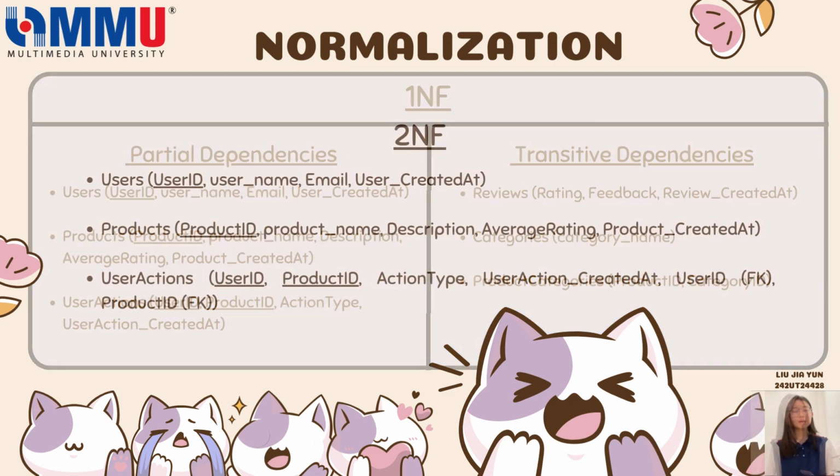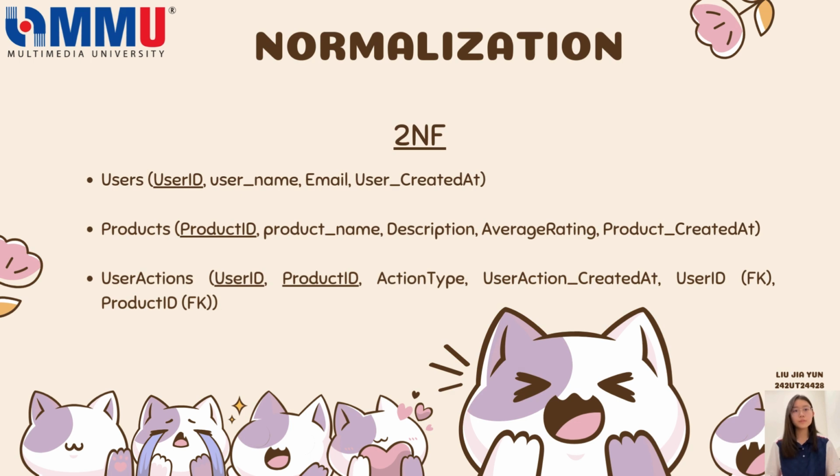About second normal form, we have 3 tables, and the necessary foreign keys are included during the second normalization process. As shown in the user action table, we have added user ID and product ID as foreign keys.